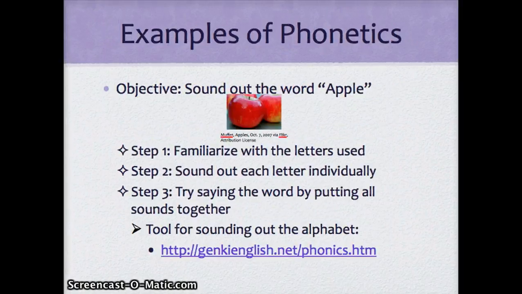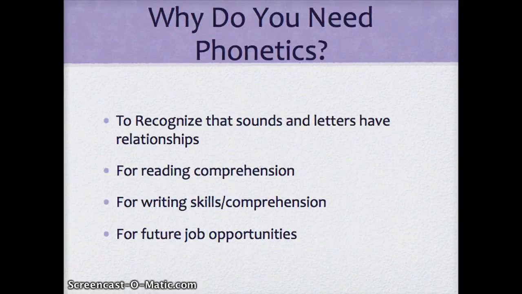For example, say you want to sound out the word apple. First, we must look at the letters used in the word apple, which is A, P, P, L, E. Next, we must sound out the letters individually. A, P, P, L, E. And now, we are able to say the word by putting all of those sounds together. Apple.